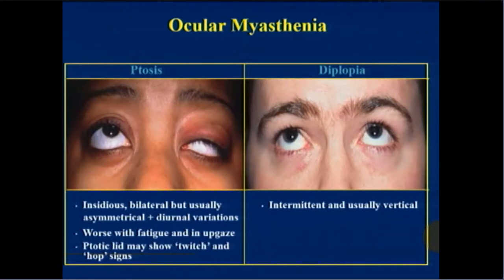Ocular myasthenia is characterized by insidious onset, bilateral but usually asymmetrical, with diurnal variation. So usually the patient has bilateral involvement, but asymmetrical. It gets worse with fatigue and in upgaze. The ptotic lid may show what we call the twitch and hop signs. When the patient is looking from down to up, you'll find the eyelid hops superiorly. They tend to have diplopia also, which is intermittent.